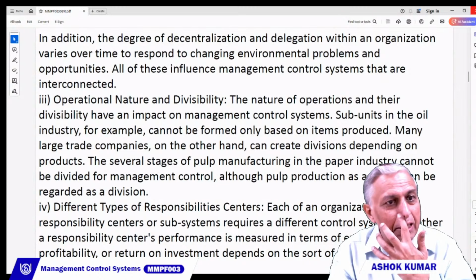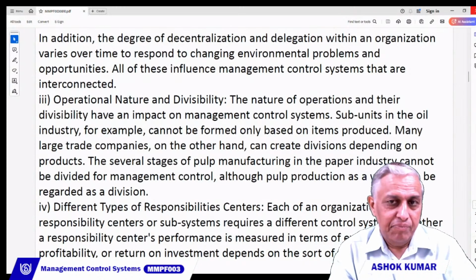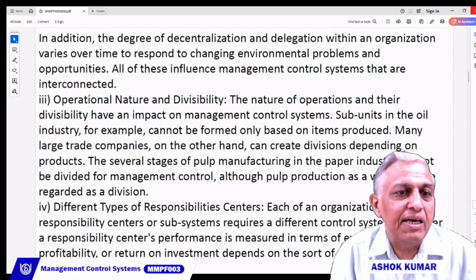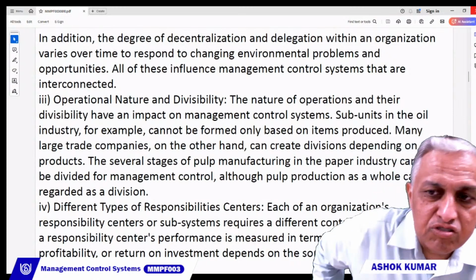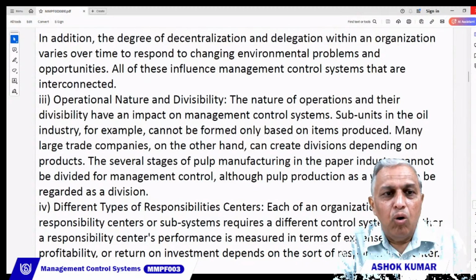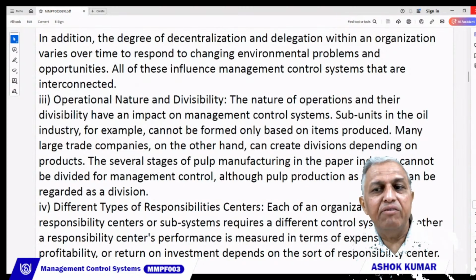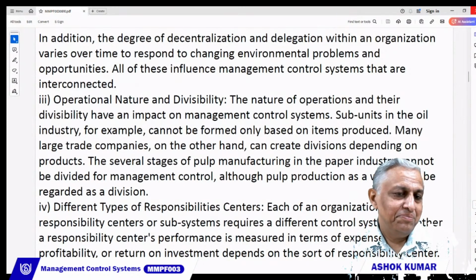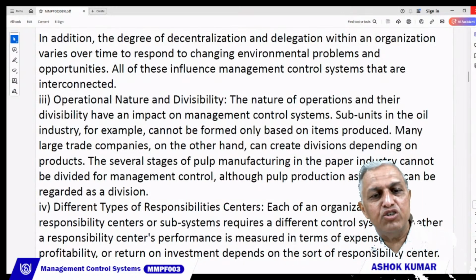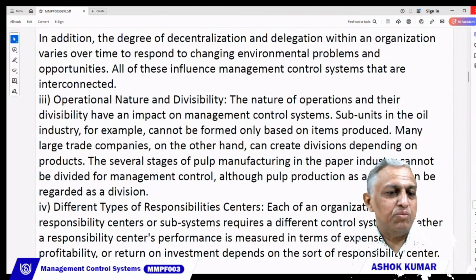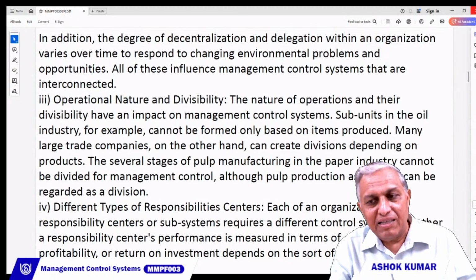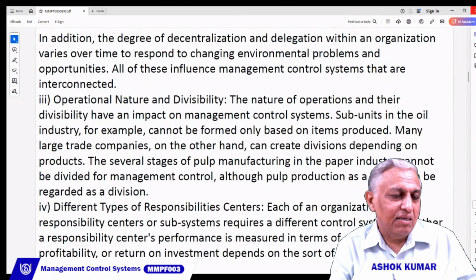Third, operational nature and divisibility. The nature of operation and their divisibility have an impact on management control systems. Subunits in the oil industry, for example, cannot be formed only based on items produced. Many large trade companies, on the other hand, can create divisions depending upon the products. The several stages of pulp manufacturing in the paper industry cannot be divided for management control, although pulp production as a whole can be regarded as a division.